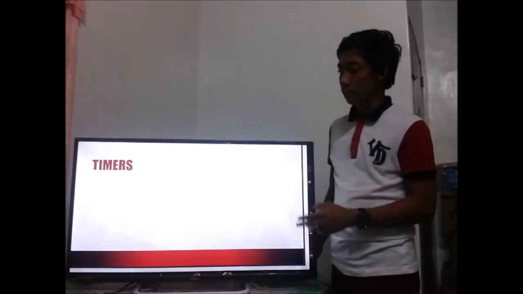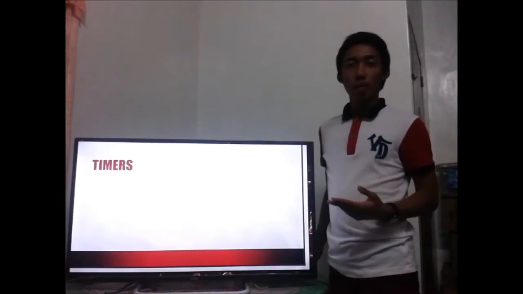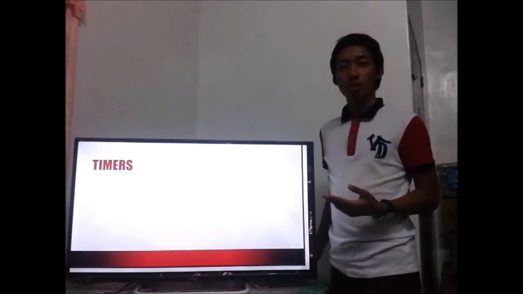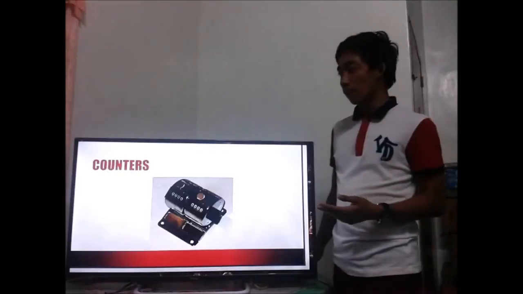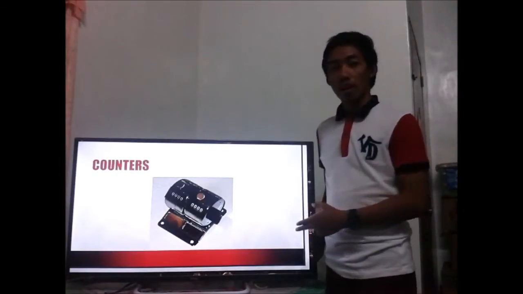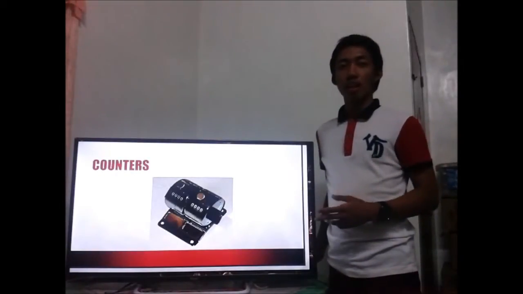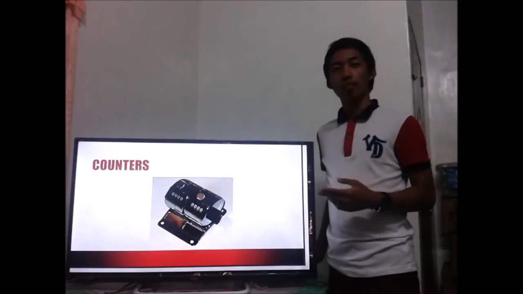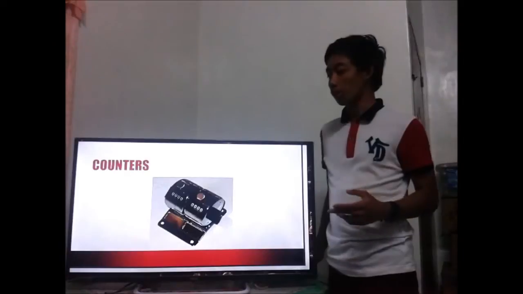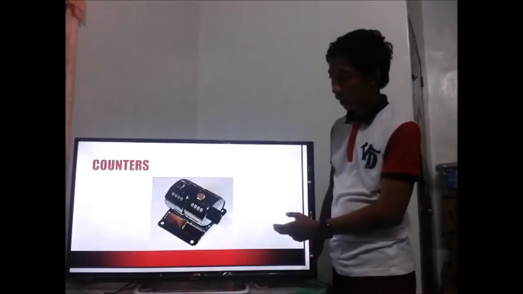The next one is the timer, a type of relay that delays changing position of its contact when the coil is energized or de-energized. The next one is the counter. Counter is an electromechanical device which stores the number of times a particular signal has occurred. This is the example of a counter.